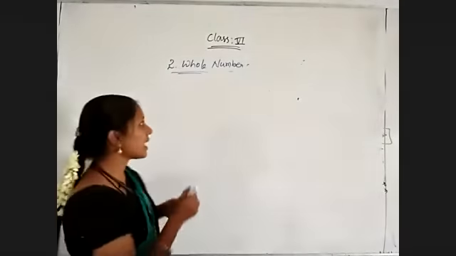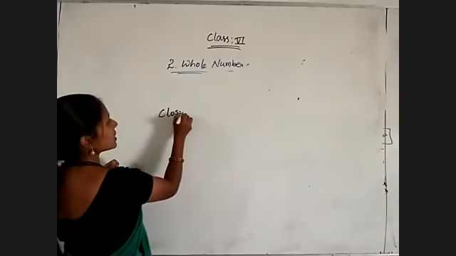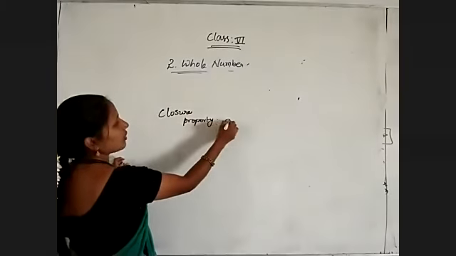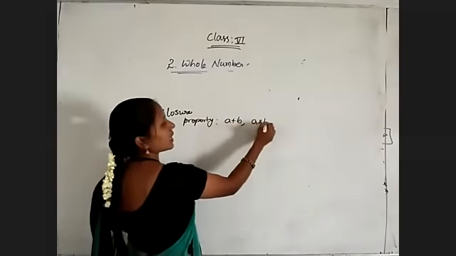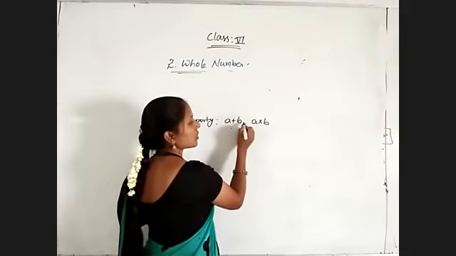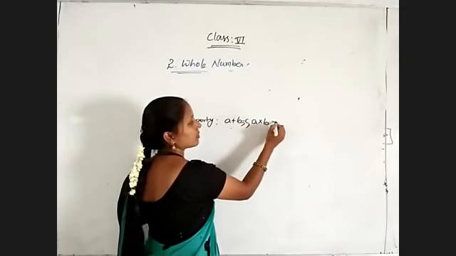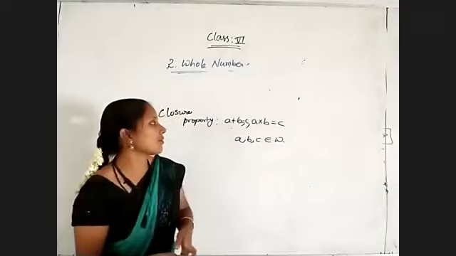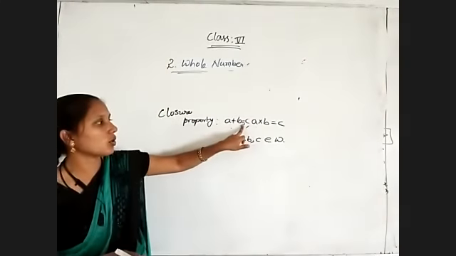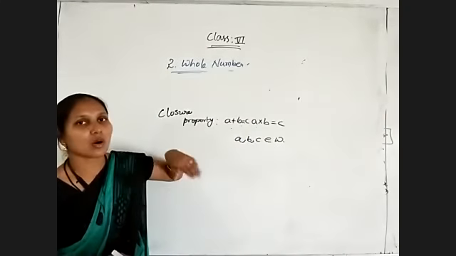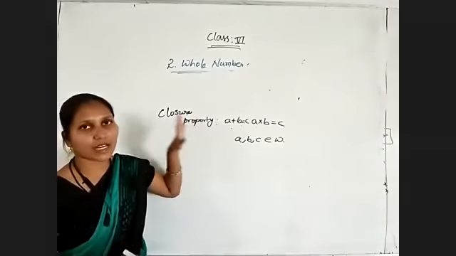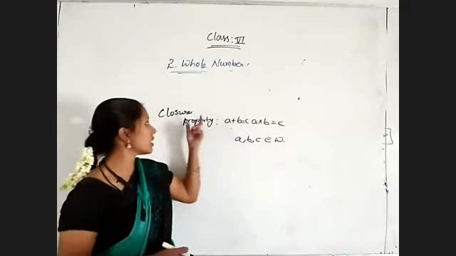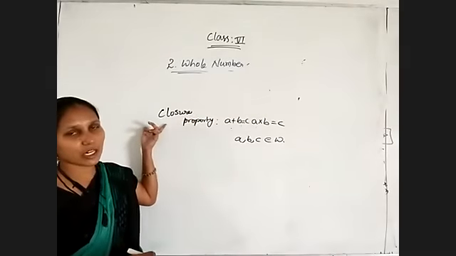If you are adding any two whole numbers, closure property states that if you are adding or multiplying any two whole numbers, the result also is a whole number. So A, B, C always belong to whole numbers. That means if we are adding or multiplying any two whole numbers, the result is a whole number. A plus B is a whole number and A into B also is a whole number. That statement is given by closure property.